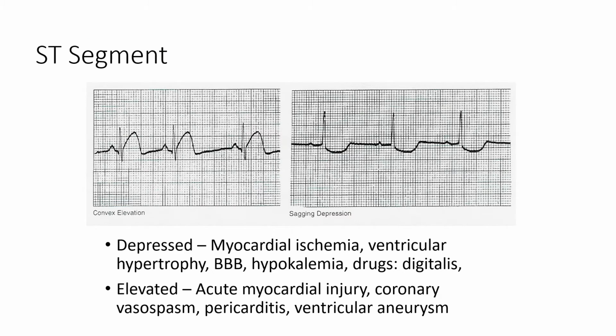Let's look at a few examples. If we have ST depression, taking your isoelectric line, your STs are below the isoelectric line. That can be indicative of myocardial ischemia, ventricular hypertrophy, sometimes bundle branch blocks, or hypokalemia, and sometimes drugs such as digoxin. Digoxin can cause what we call a scooping of the STs, a dig effect.